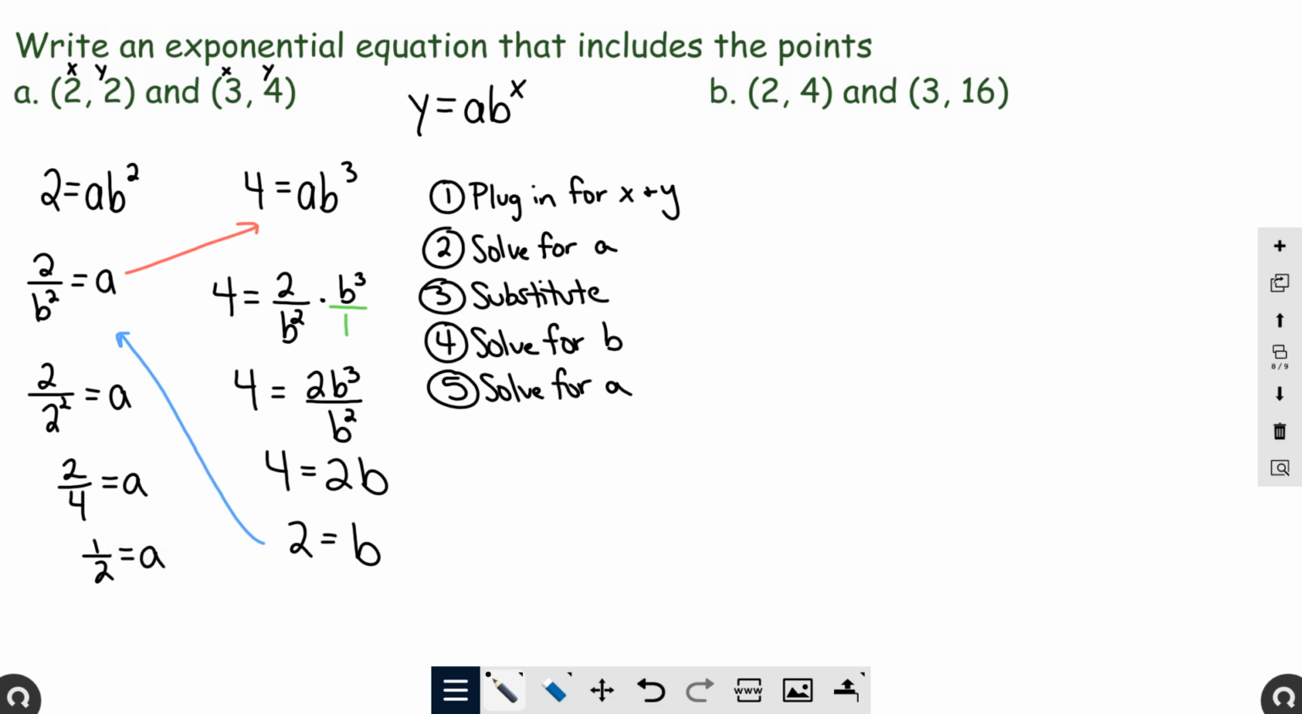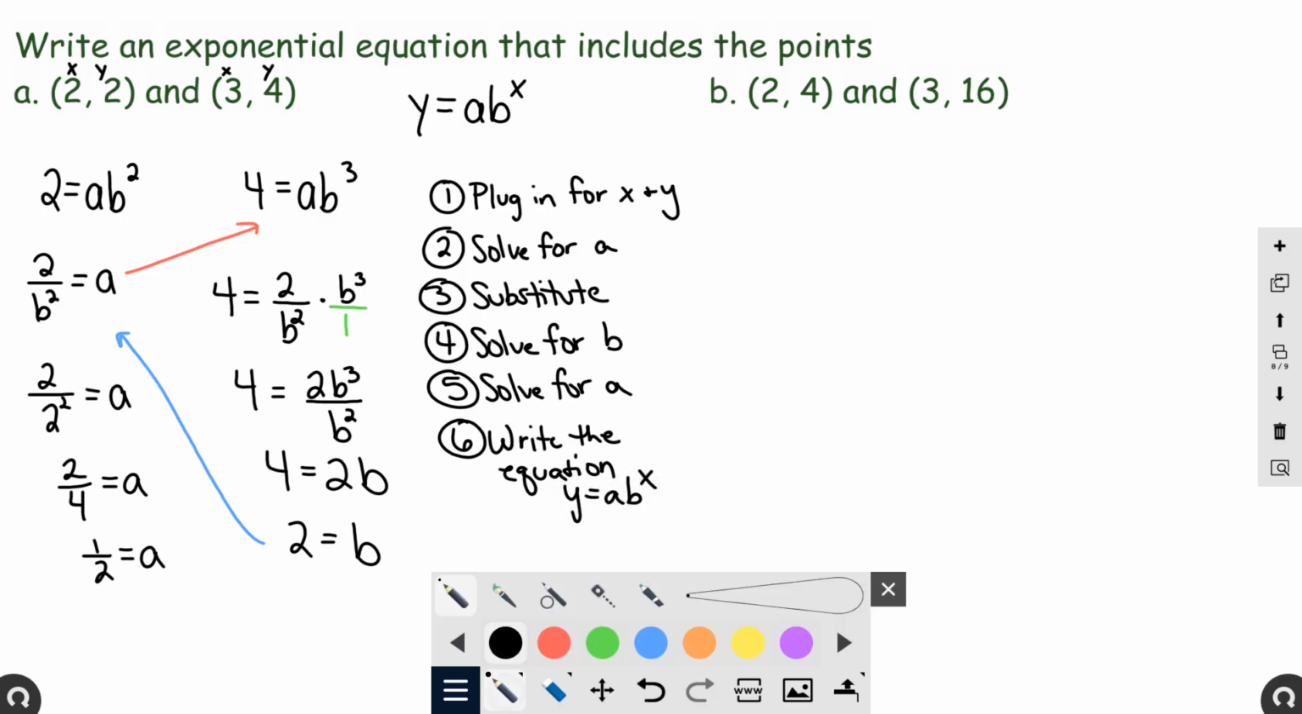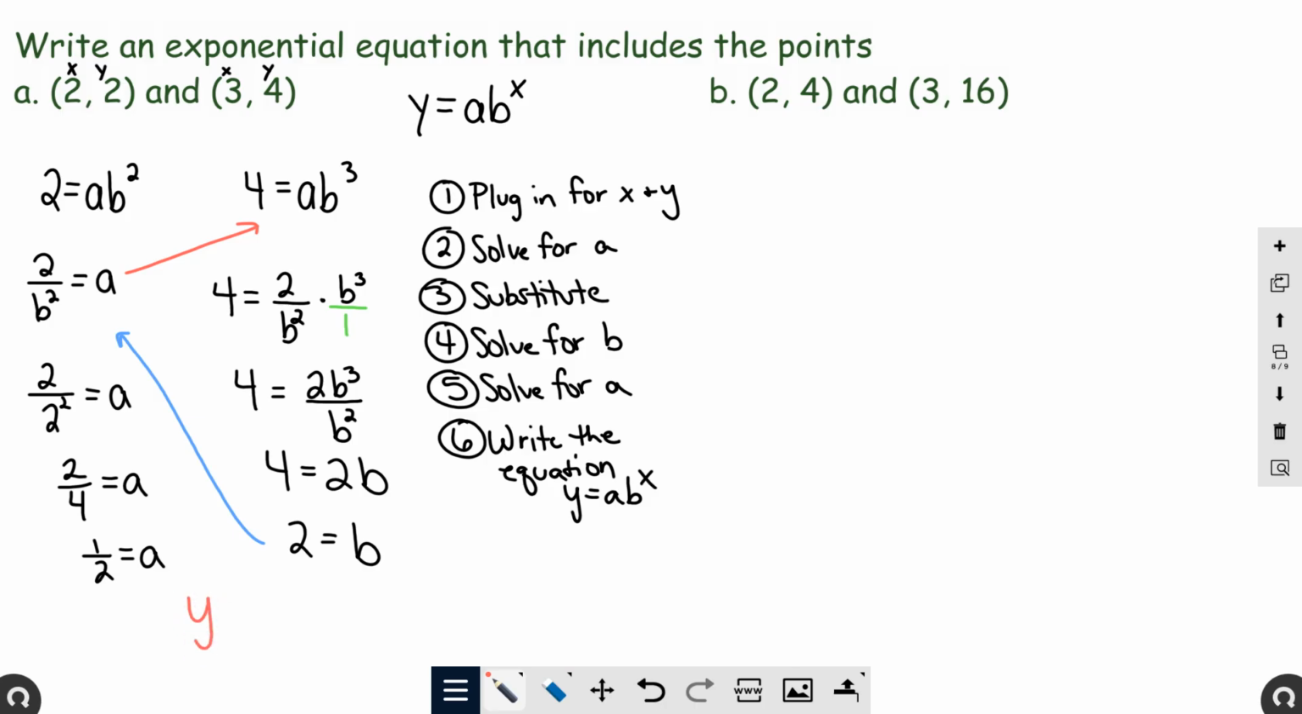Now I have A and I have B. So my last step is to write the equation. So my final answer here would be y equals 1/2 times 2 to the x. So the b always goes in the parentheses with the exponent on that outside.